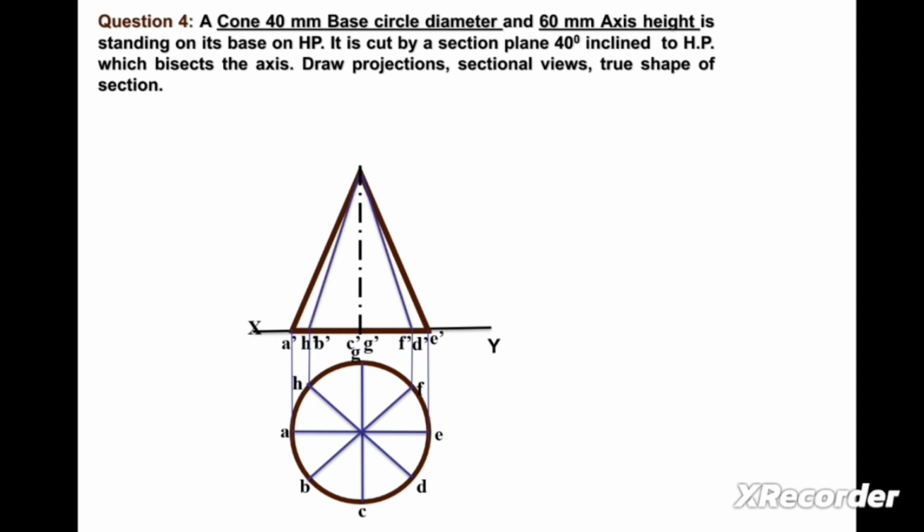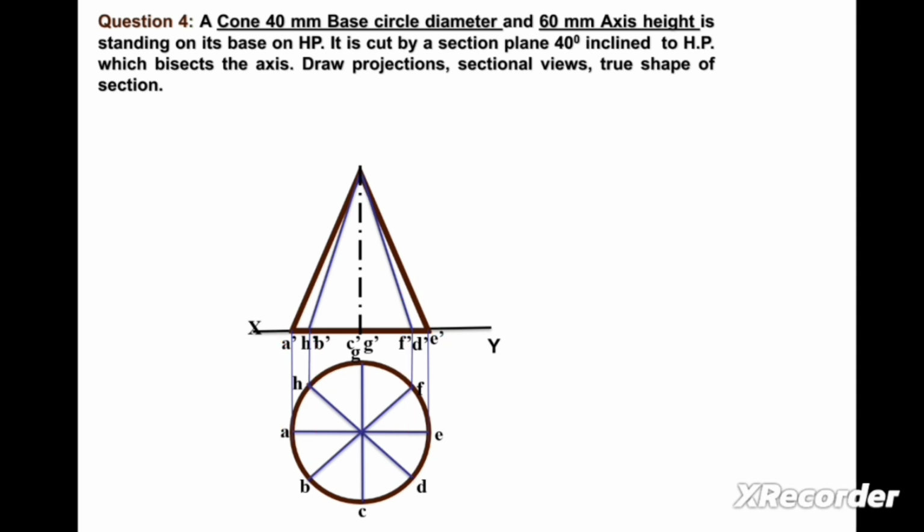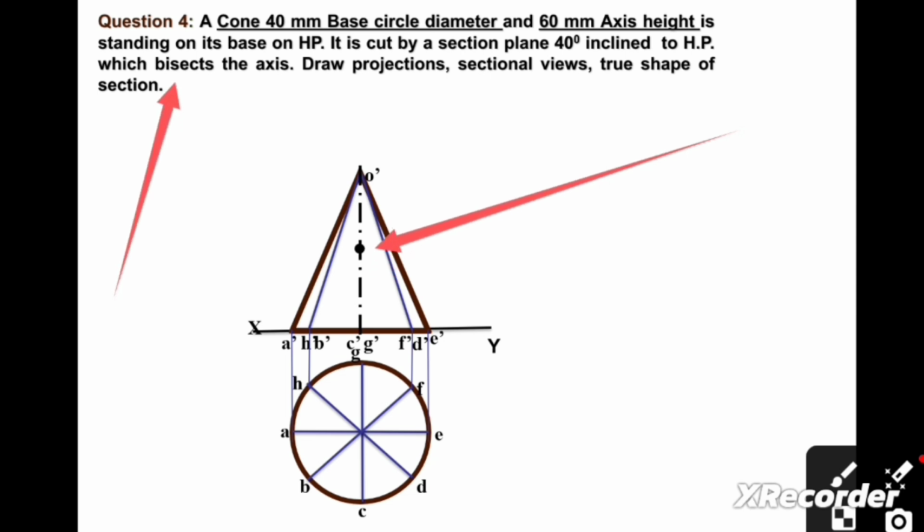Now we can write here A dash. From A we can write A dash point, and from B and H we can write B dash, H dash. Here we can write F dash, D dash, and from point E we can write E dash point. This will be point C dash, G dash. Now we can mark here a point. It will be the midpoint of the axis. This point will be the midpoint of the axis as it is written in the question, cutting plane bisects the axis.